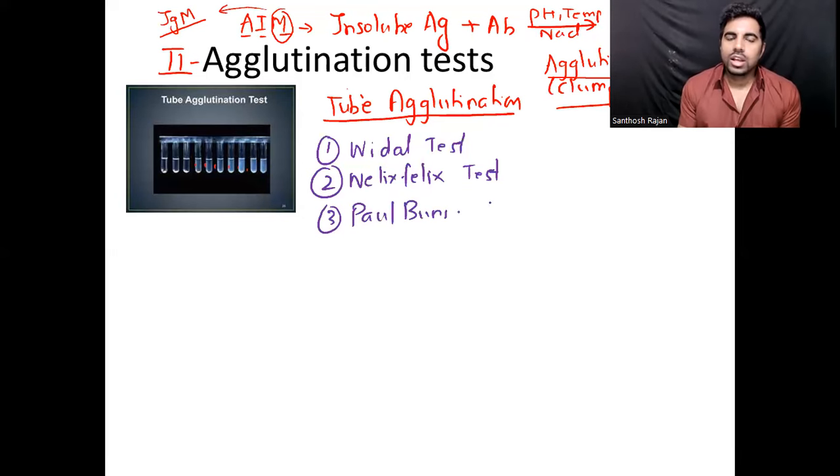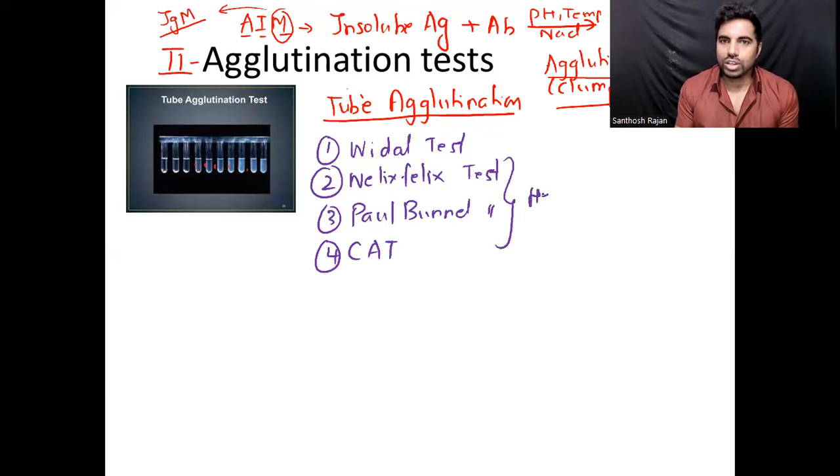Paul-Bunnell, and the CAT. CAT is the cold agglutination test. If you remember, these three tests will also come under heterophile. So they can give you a question: which of the following tests is a heterophile antibody or heterophile test, and also tube agglutination. These are the three. But we're talking only about tube, everything is like this. We are making it in the tube and you're getting the clumps like this.